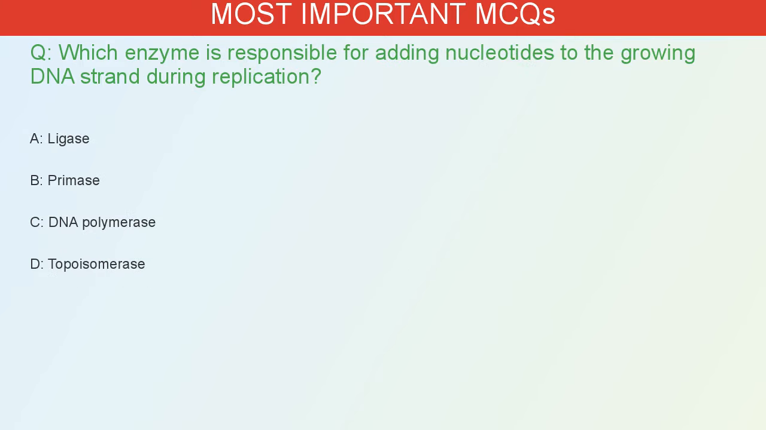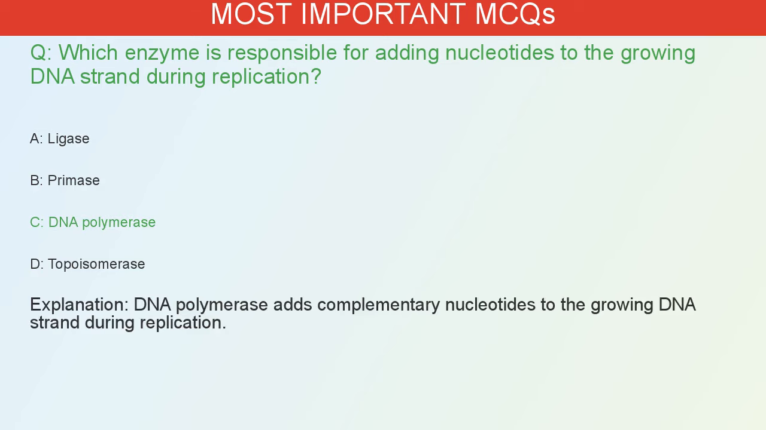Which enzyme is responsible for adding nucleotides to the growing DNA strand during replication? A. Ligase. B. Primase. C. DNA polymerase. D. Topoisomerase. The correct answer is C. DNA polymerase adds complementary nucleotides to the growing DNA strand during replication.